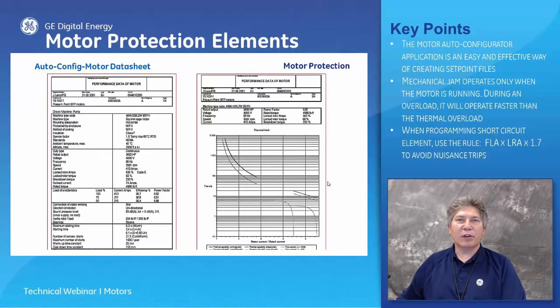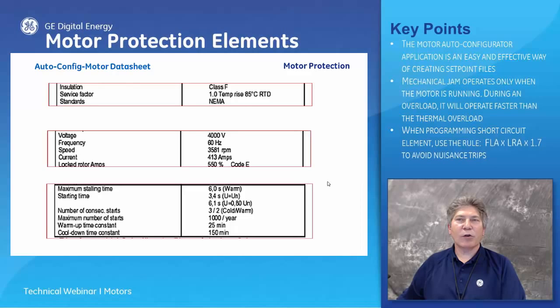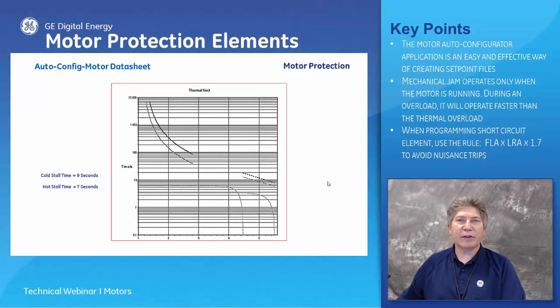Here's an example of a motor data sheet and thermal overload curve. We're going to focus on the data needed to be entered into the motor protection relay. So items such as the insulation class, the service factor, the temperature rise, voltage, current, locked rotor amps, acceleration time, number of consecutive starts, cooling time constant. The graph that we also have here provides the hot and cold safe stall times.